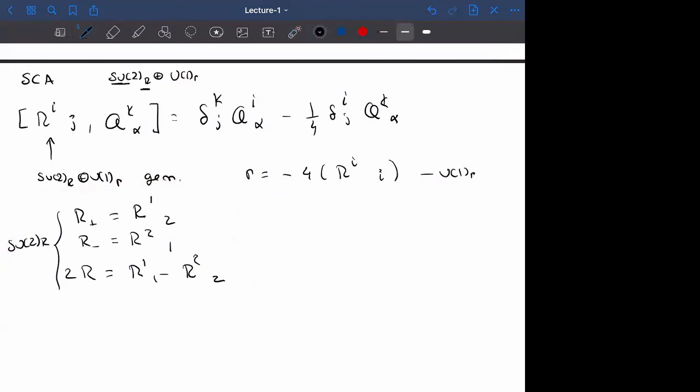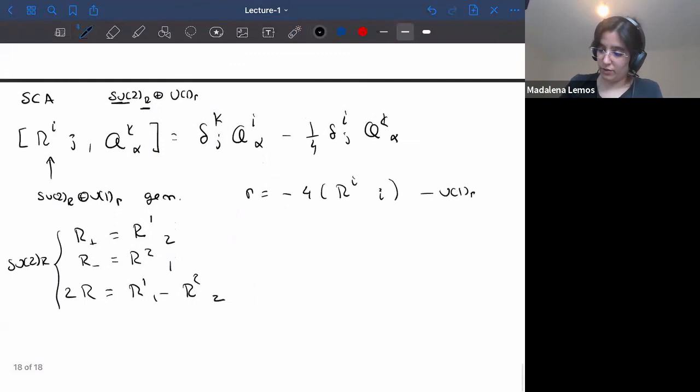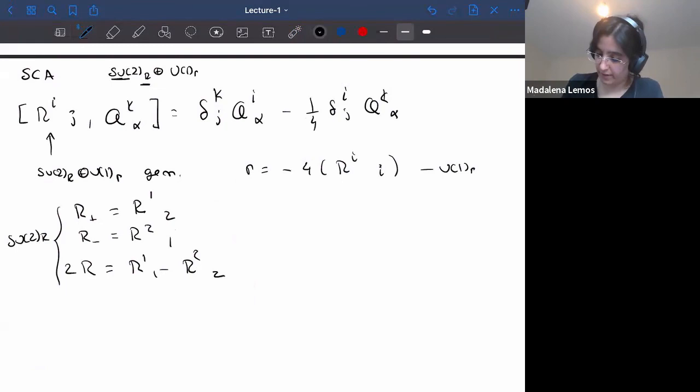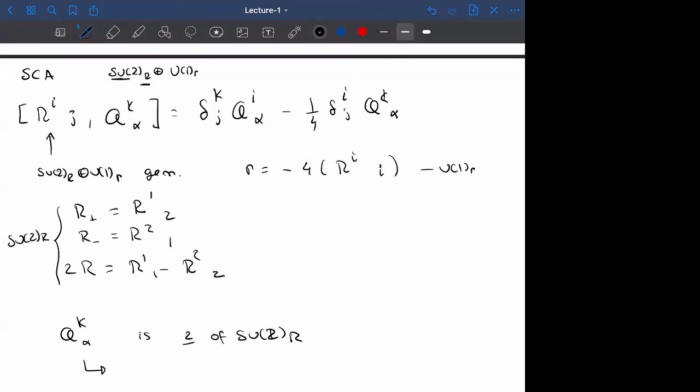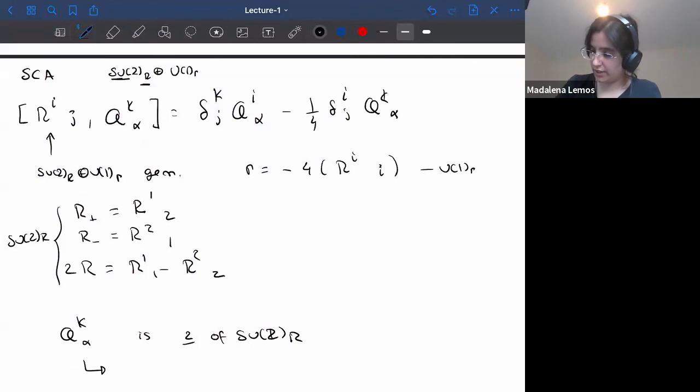Okay, very good. So what I can see here is that this Q_alpha, the supercharge, is a 2 of SU2R. If I take the trace and only consider the trace, I believe it should have a charge. Okay, maybe -2, because these are not the conventions I'm usually familiar with. So it has a definite charge under the trace bit as well.